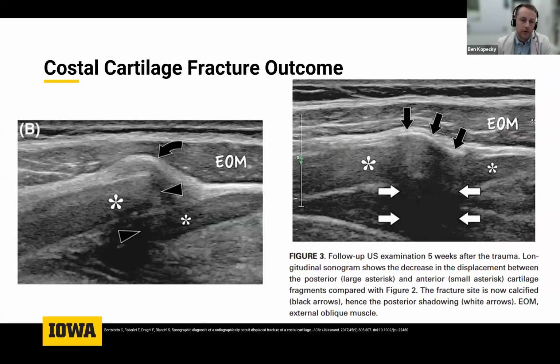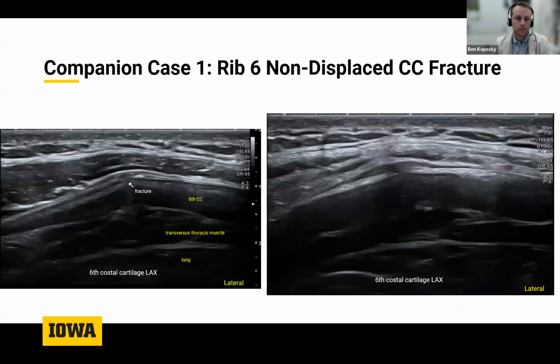So I don't have any follow-up imaging on this athlete, but here's a case published in the Journal of Clinical Ultrasound by Dr. Bianchi's team, showing a similar pathology to our case there on the left. There's this displaced costal cartilage fracture. And then 5 weeks later, with the image on the right, showing calcification across that fracture site and the associated posterior acoustic shadowing generated by the calcification across the healing component of that cartilage.